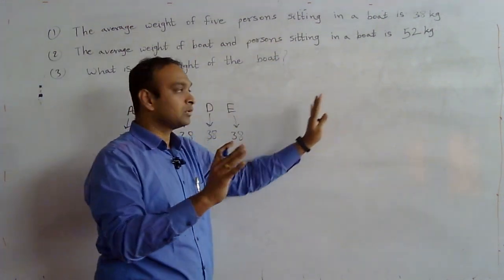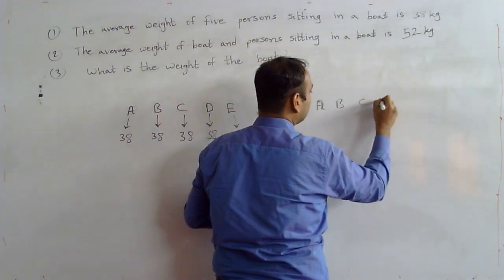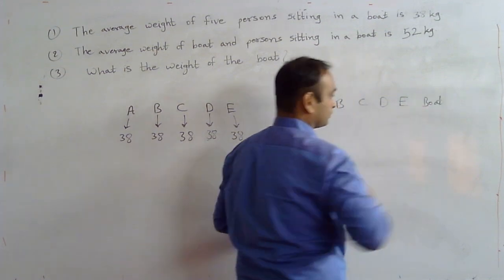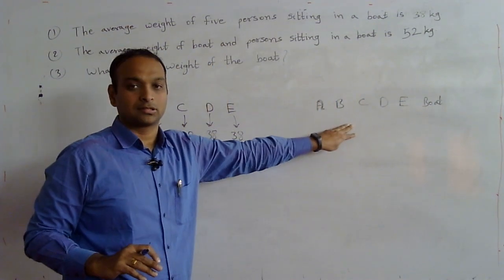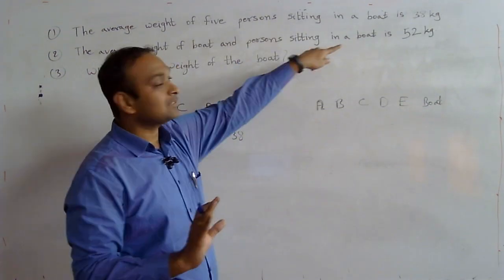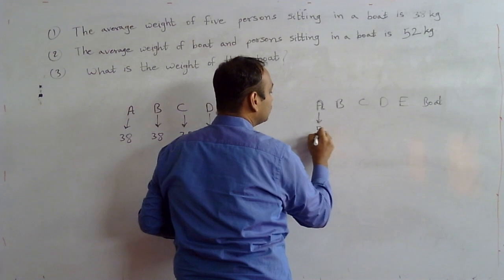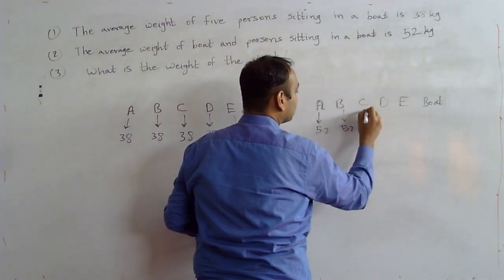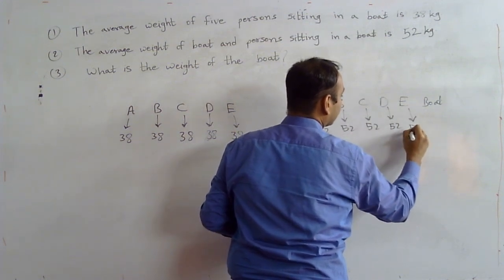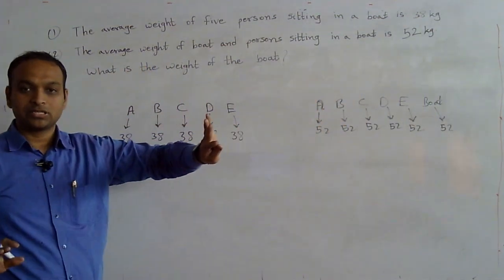So in case of the second group, we have the 5 persons as it is, A, B, C, D, E, and we also have one more entity which is the boat in addition to 5 persons. So this is the second group. Average weight of all these 6 entities is 52. So A has average 52, B also 52, C also 52, D also 52, E has average weight 52, and the boat is also 52 kg. So this is how average is given.